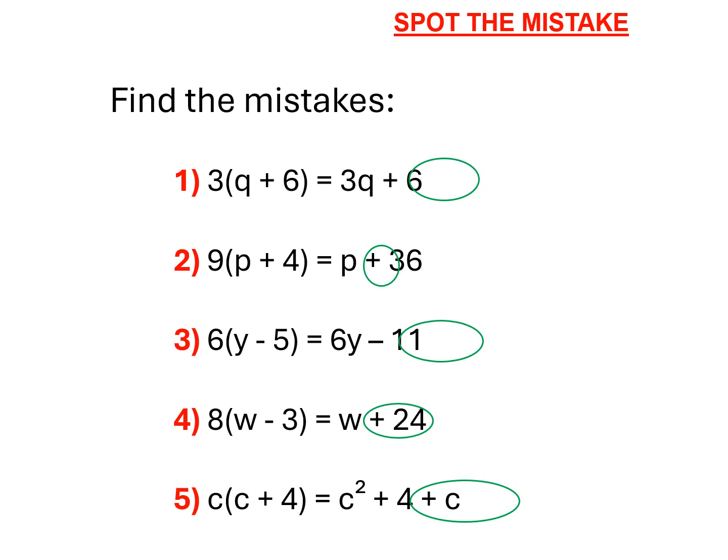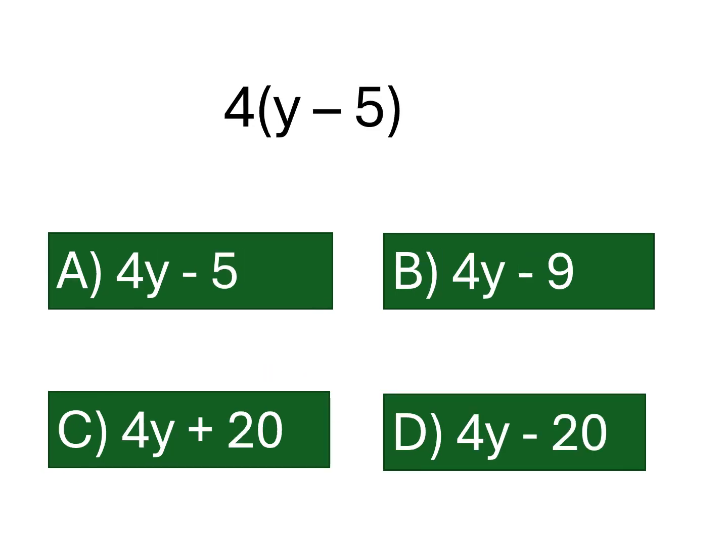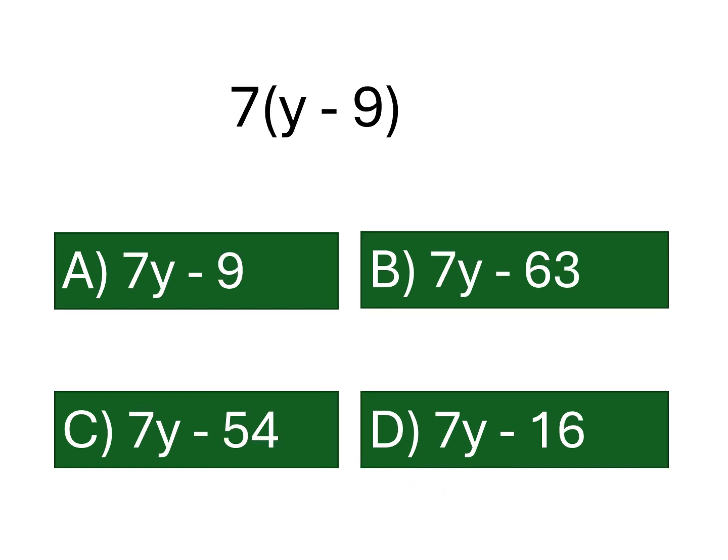And then this, cool. Questions, leave it in the comment section. Now, 4 times y plus 2. What answer is that? A, B, C, or D? Yes, it is C. 4y plus 4 times 2 is 8. Let's do that one. 4y, what's the answer? 4y minus 4 times 5, 20.